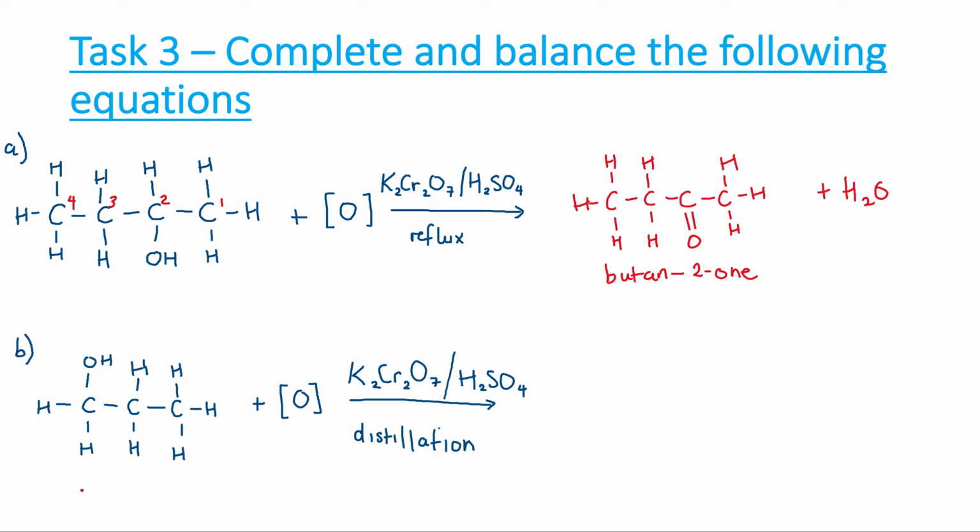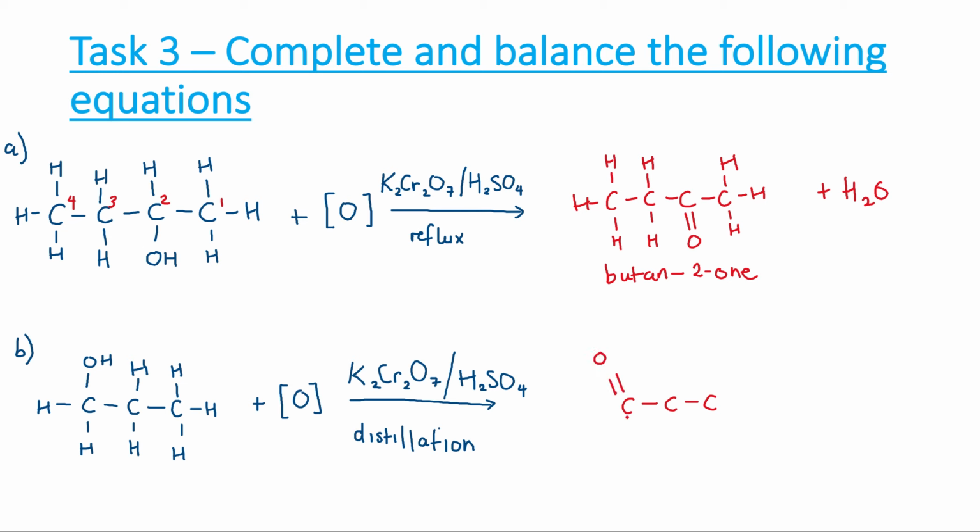Right, down here we have propan-1-ol. The first thing we need to do is classify this alcohol. It is a primary alcohol. It's undergoing distillation, and therefore a primary alcohol is converted into an aldehyde when undergoing distillation. So if we've got propan-1-ol here, the aldehyde that will form, so aldehydes are always at the end of the chain, so it's got to be on this side.